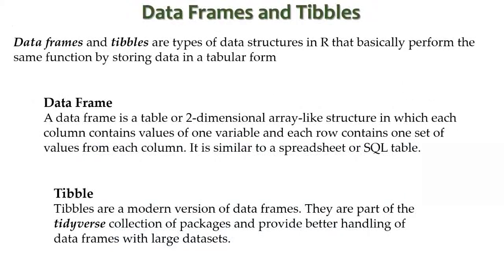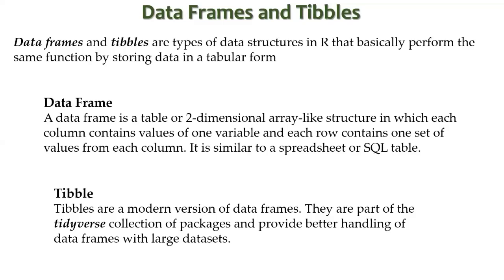Now we are looking at data frames. And these are the data structures that we will be working with mostly. Data frames and tables are types of data structures in R that basically perform the same function. They store data in a tabular form. A data frame is a table or two-dimensional array. The data frame and the matrix are both two-dimensional, but the difference is that the data frame can store different data types, while the matrix can only store a single data type.